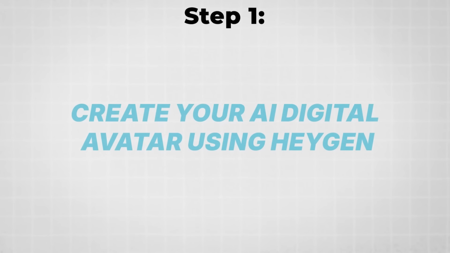All right, so with that out of the way, let's go through how to set up your AI digital clone to record YouTube videos for you. Step one is to create an AI digital avatar using HeyGen.